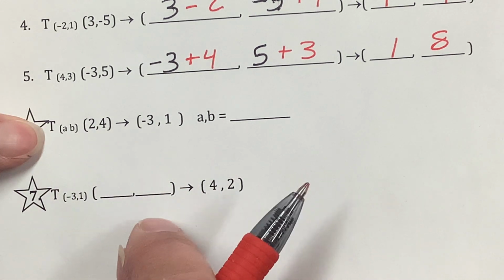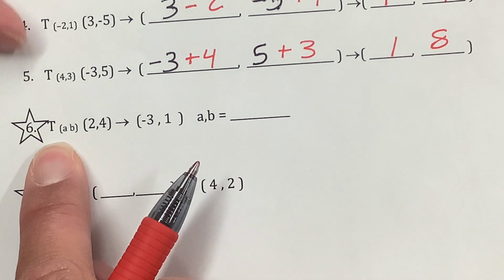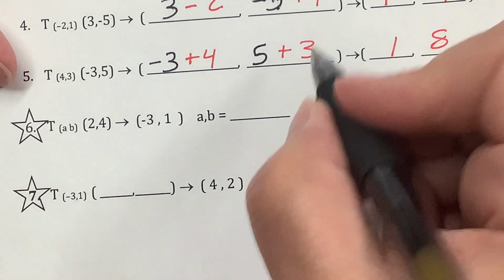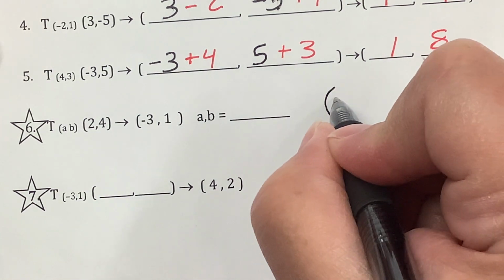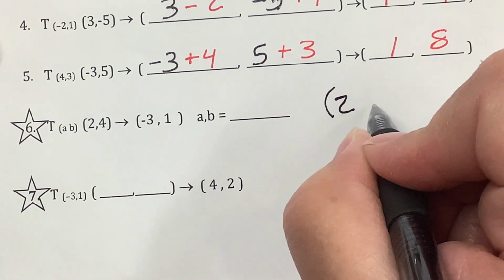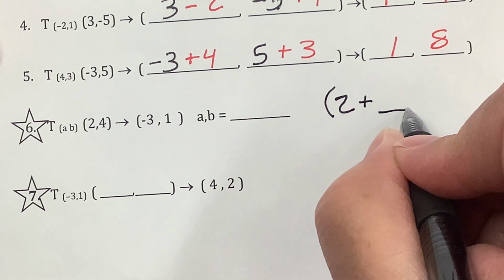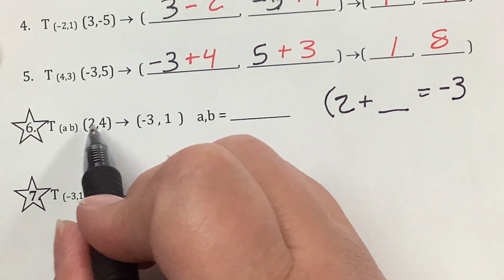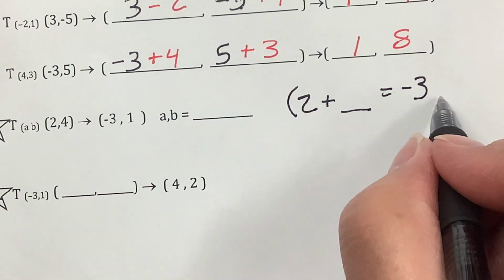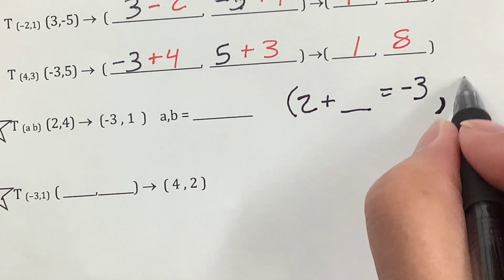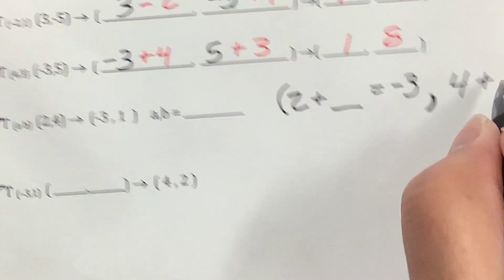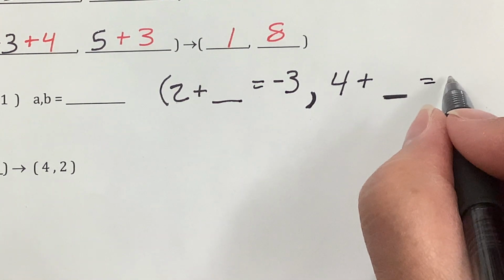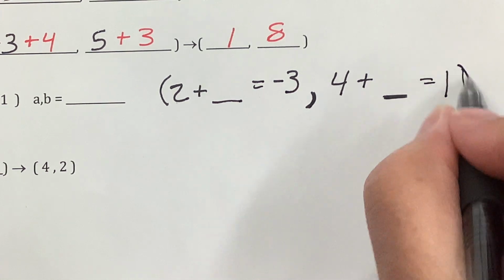Oh, I don't know what AB is. That's what the star is for. Okay, so I am going to rewrite this. Here we go. 2 plus something equals -3. Because see, x, and I had to add something. And 4 plus something equals 1.